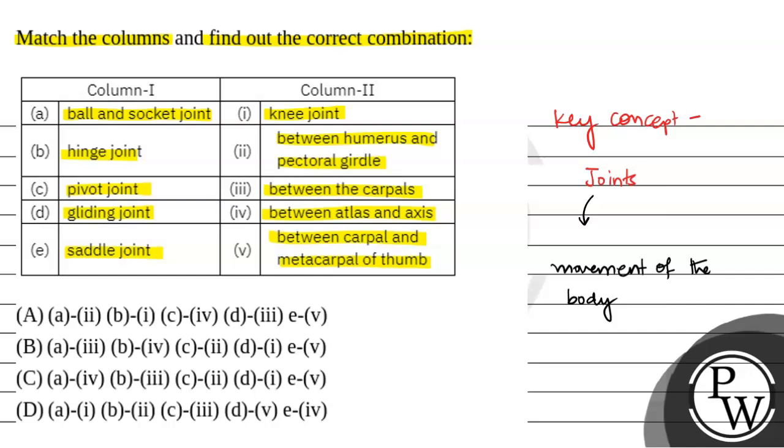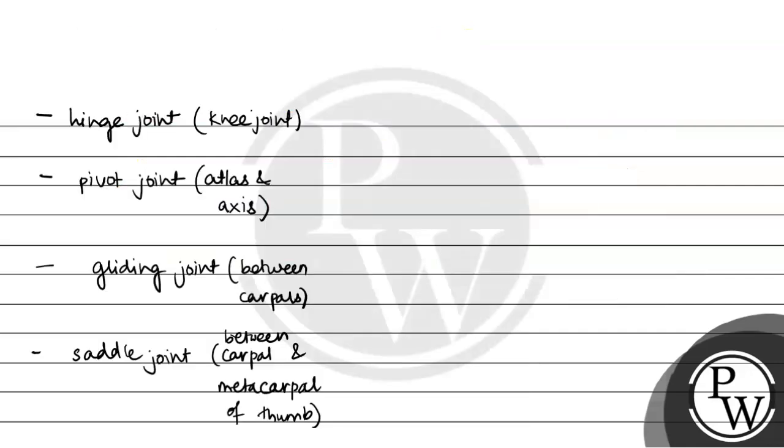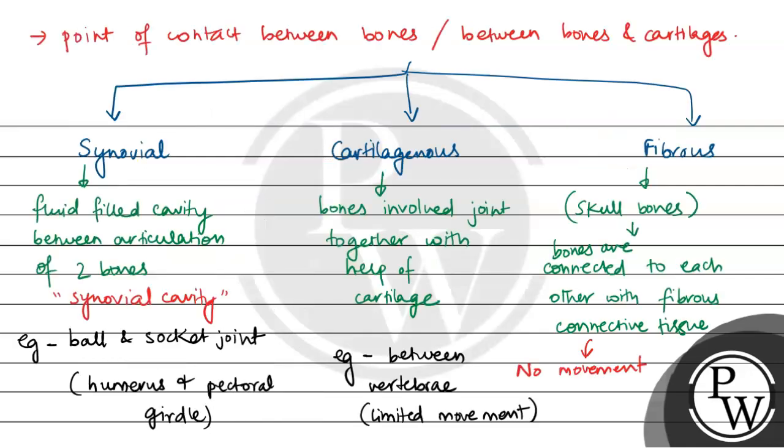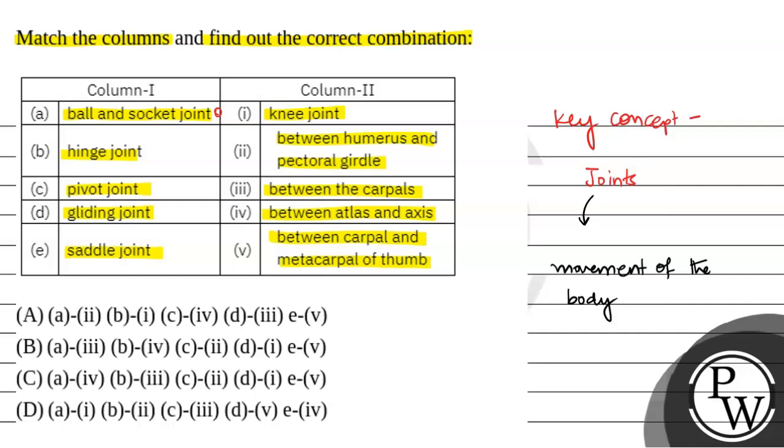So coming back to the question में सबसे पहले दिया हुआ है ball and socket joint. So जो ball and socket joint होता है वो present होता है between the humerus and the pectoral girdle. It is a type of synovial joint. So ball and socket joint between the humerus and the pectoral girdle. A is matched to 2.